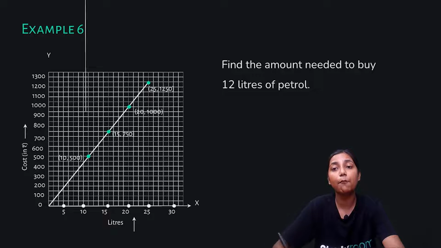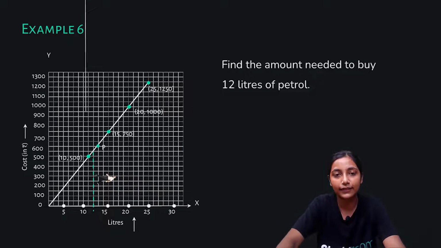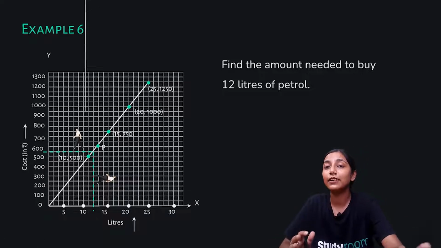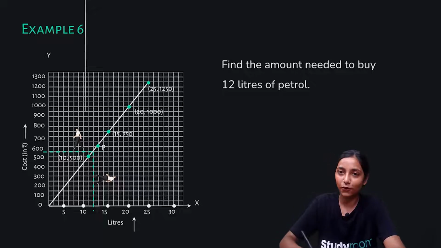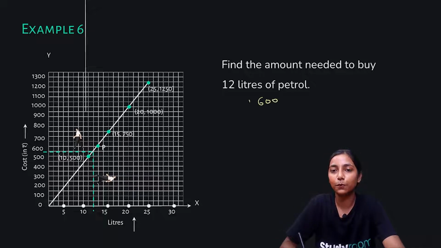Now we need to find the amount needed to buy 12 liters of petrol. If you see, 12 is going to be in between 10 and 15. So if we find 12, it will be here. This is 10, 11, 12, 13, 14 and 15. So 12 is here. We are meeting the line somewhere here. And if you go to this side, you will find that this point is near 600. So this point is 600. You can see from your graph that the amount needed to buy 12 liters of petrol is 600 rupees.